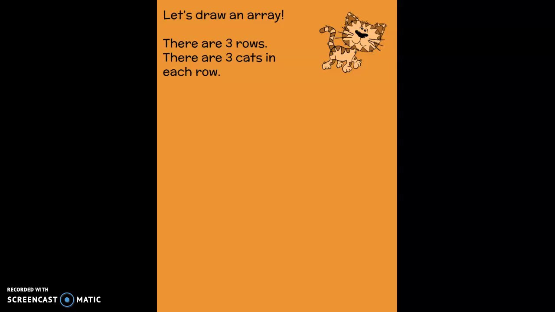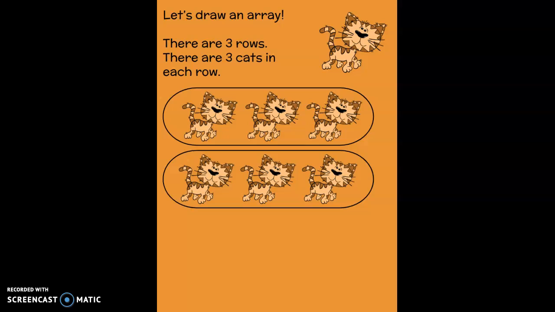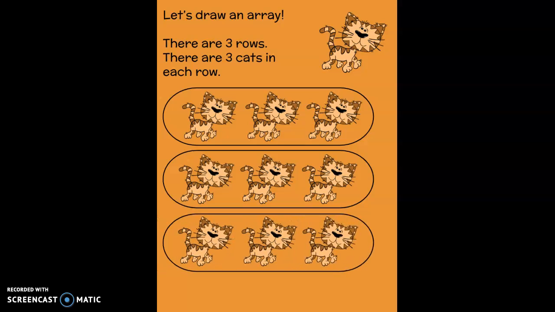Here's a math problem that we're going to solve. There are 3 rows. There are 3 cats in each row. There go row 1 with 3 cats, row 2 with 3 cats, row 3 with 3 cats. To find out how many cats, we would add 3 plus 3 plus 3 equals 9.